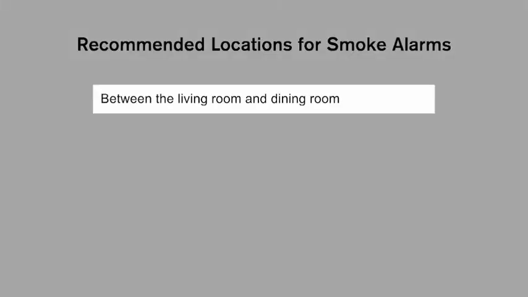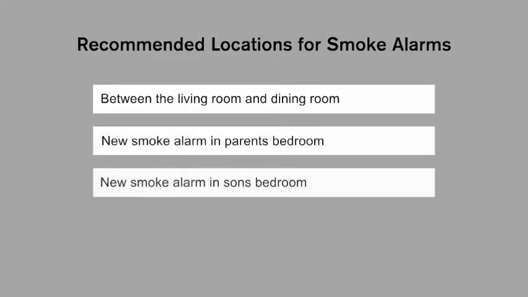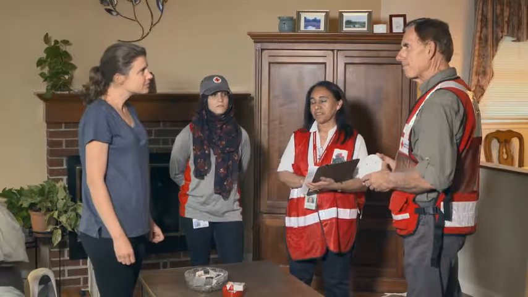All right. Ma'am, thank you for the walkthrough of your home. Based on our assessment, I would recommend that we install new smoke alarms in the following locations. Between the living room and the dining room, especially given that your brother sleeps on the living room couch. As you have a working smoke alarm in the hallway outside of a group of bedrooms, I would suggest that we go ahead and place a new smoke alarm in the parents' bedroom and a new smoke alarm also in your son's bedroom. How does that sound? That sounds great. I agree.